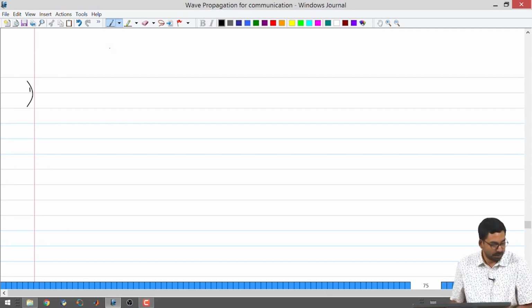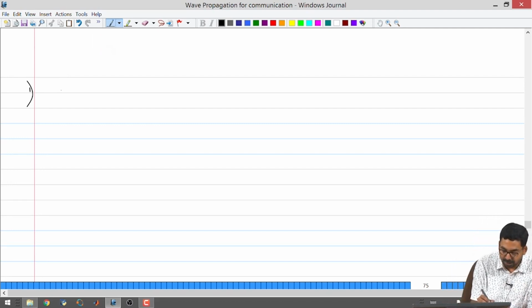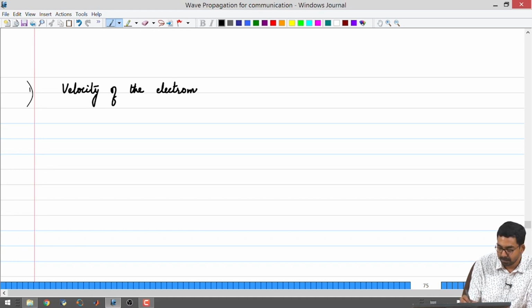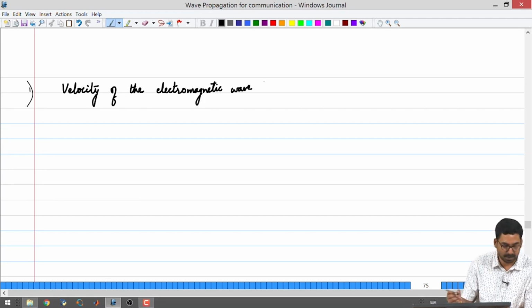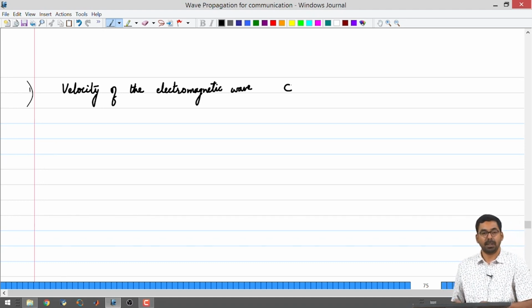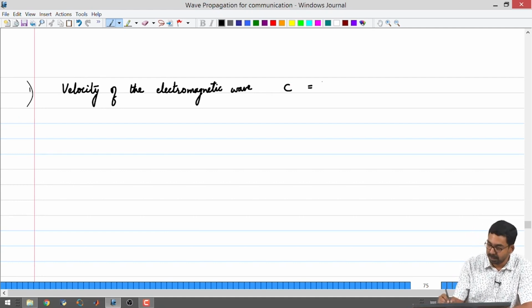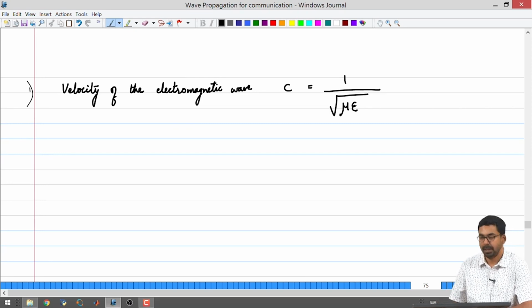Okay. Where we left off was writing the velocity of the electromagnetic wave. Okay. And it is denoted by the letter C. Previously, we had used U for the transmission line. Just to differentiate that we are talking about an electromagnetic wave, we just switched to a different variable, all right, and it turned out to be 1 by square root mu epsilon. Okay. And mu is for the medium, epsilon is for the medium.